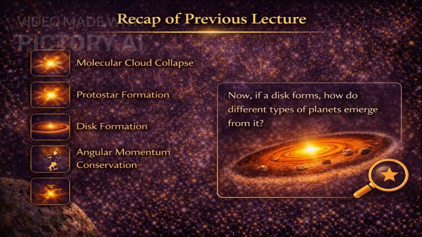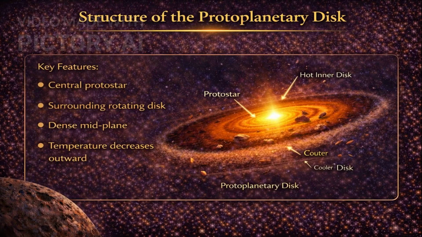Previously, we discussed the collapse of molecular clouds, the formation of protostars, disk formation, and angular momentum conservation. Now, we explore how different types of planets emerge from these processes. The protoplanetary disk is characterized by a central protostar, a surrounding rotating disk, a dense mid-plane, and a temperature that decreases outward. These features are crucial for planet formation.